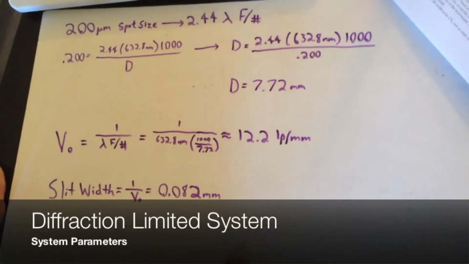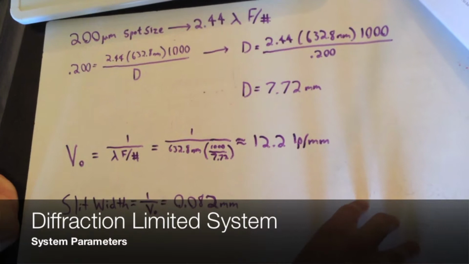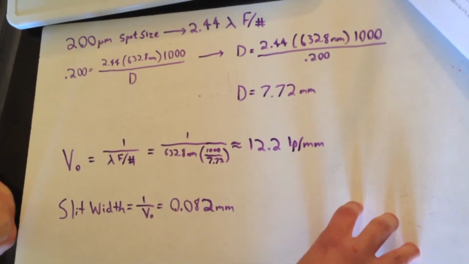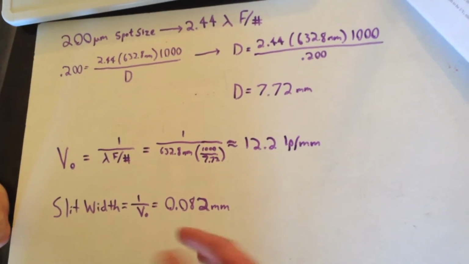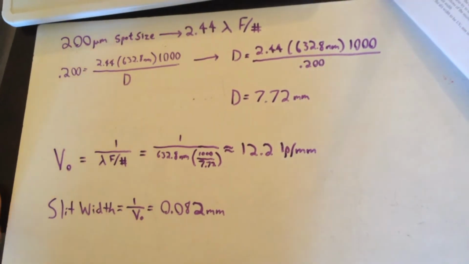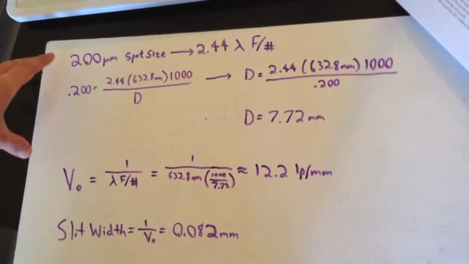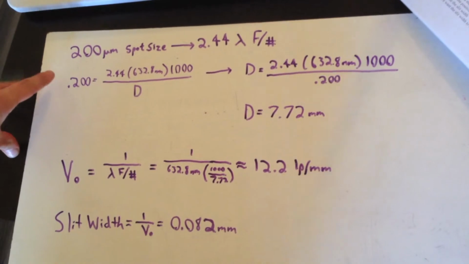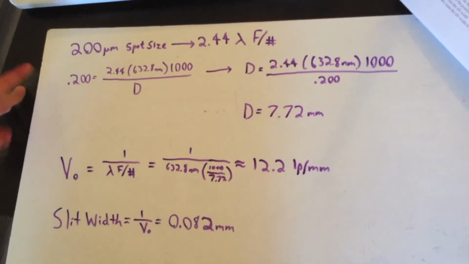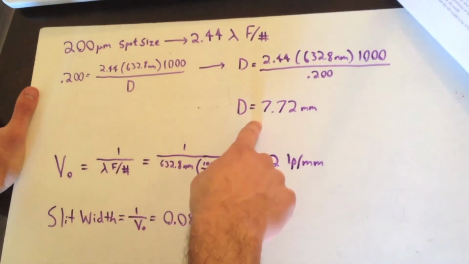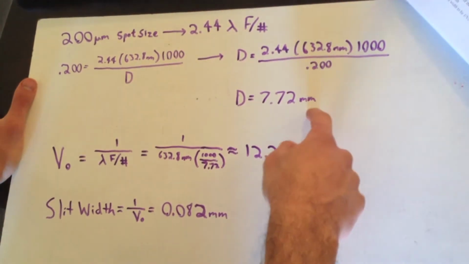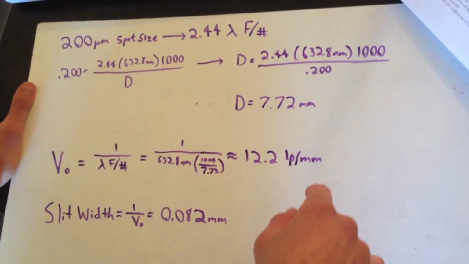So in the part of the lab where we create a diffraction limited system, we assume that the micrometer has a 10 micron resolution, and we want to be able to take at least 20 measures across the Airy disk. So we need a 200 micron spot size. So we take that 200 micron spot size and plug it into the diffraction limited Airy disk spot size equation and solve for the diameter. And so we got a diameter of 7.72 millimeters for our aperture.